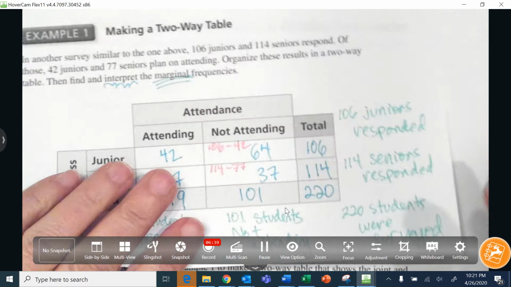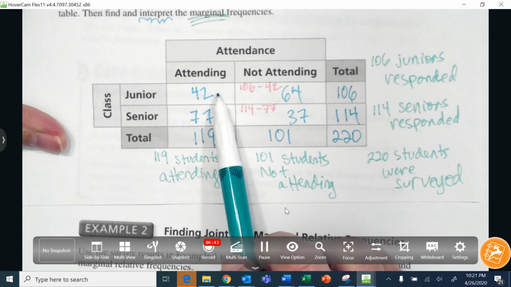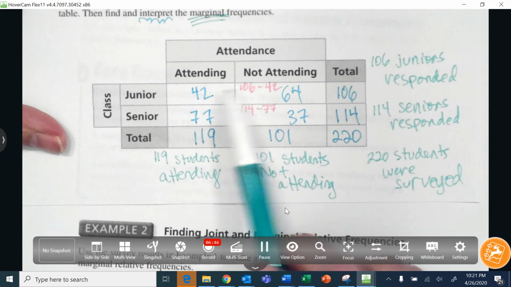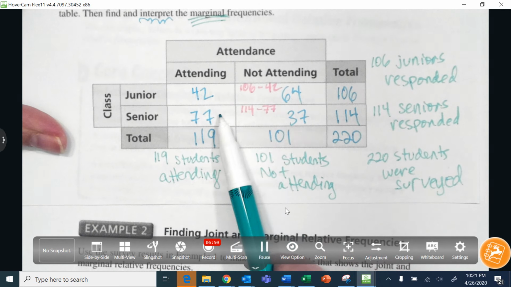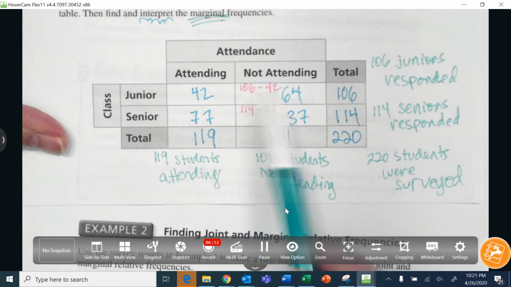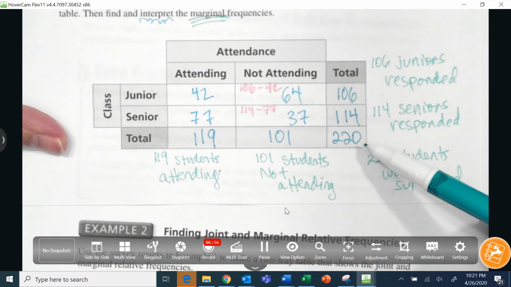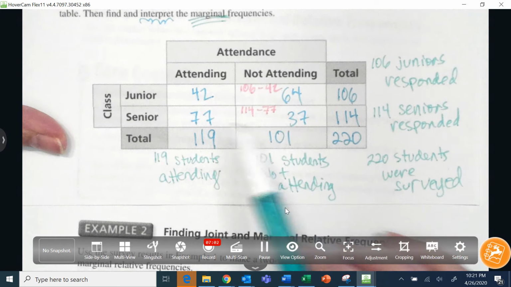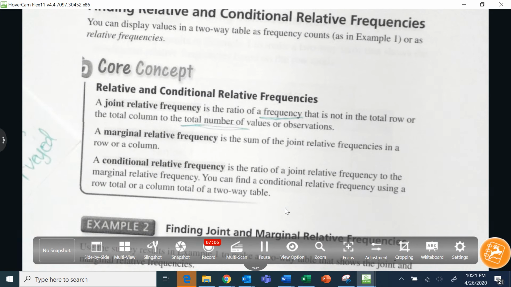Looking at our past page, the 4 values that were in the white behind it, those are the joint frequencies. And if I take any of these numbers, the 220 is what I'm going to put on the bottom to make that a ratio. So we're going to take the white ones and put them over 220, and that's going to be a joint relative frequency.